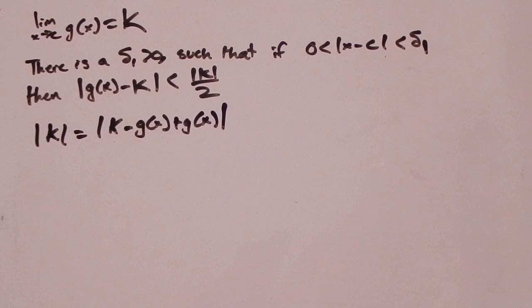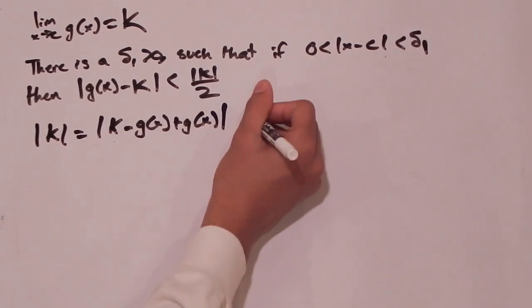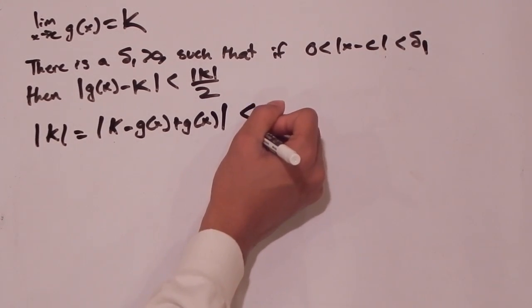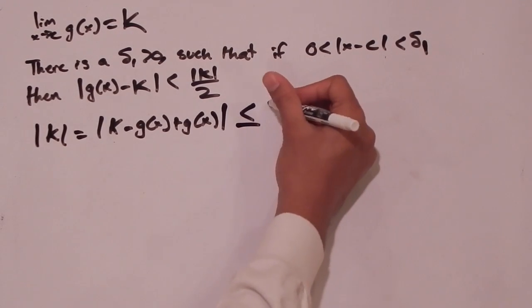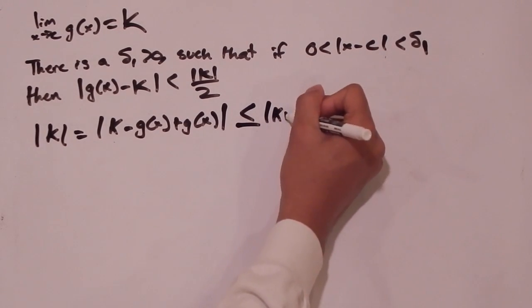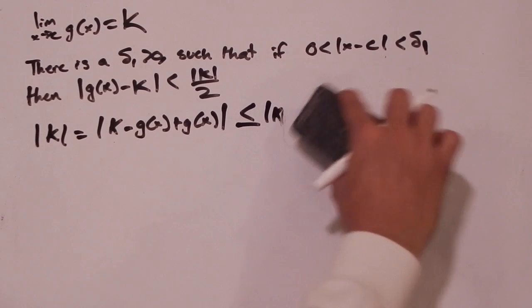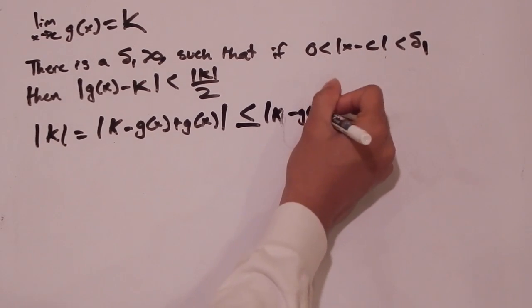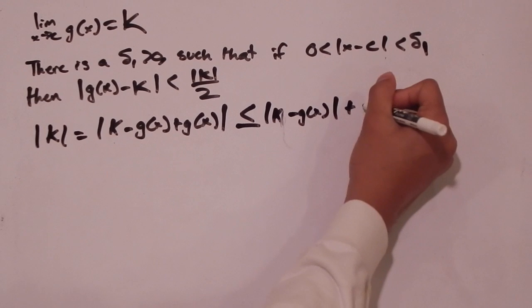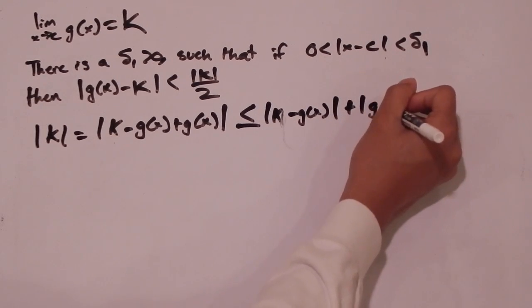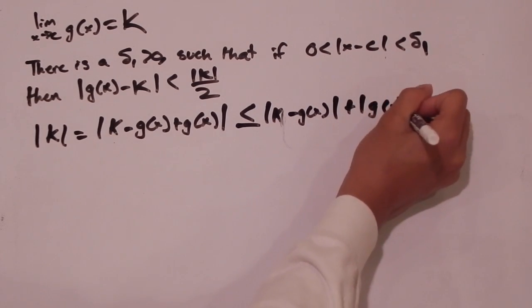We talked about this inequality in the sum and difference video, and we know that this is going to be less than or equal to the absolute value of k, not a plus, it's going to be k minus g of x, plus the absolute value of g of x. That's with the triangle inequality.